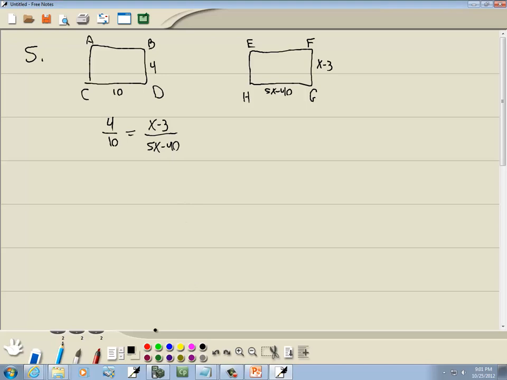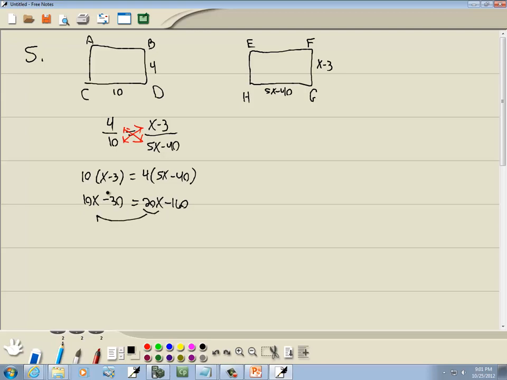Now again, we're dealing with a proportion, so we can cross multiply. So multiply 10 times the x minus 3 and 4 times 5x minus 40. So I got 10 times x minus 3 equals 4 times 5x minus 40. 10 times x is 10x. 10 times negative 3 is negative 30. 4 times 5x is 20x. 4 times negative 40 is negative 160.